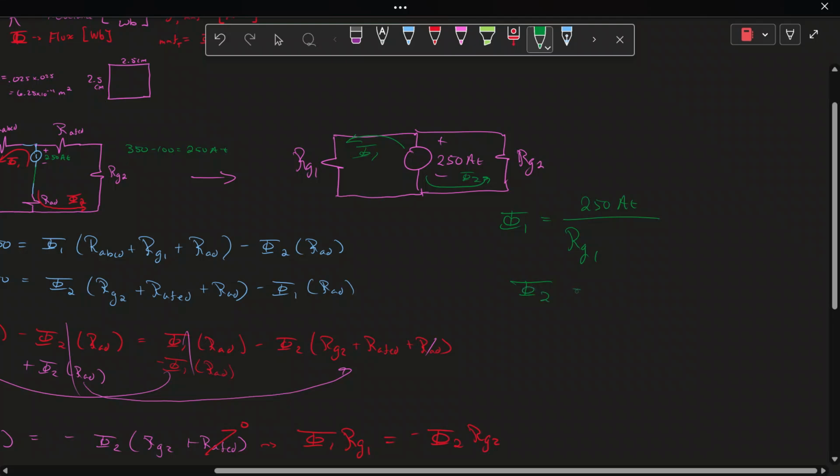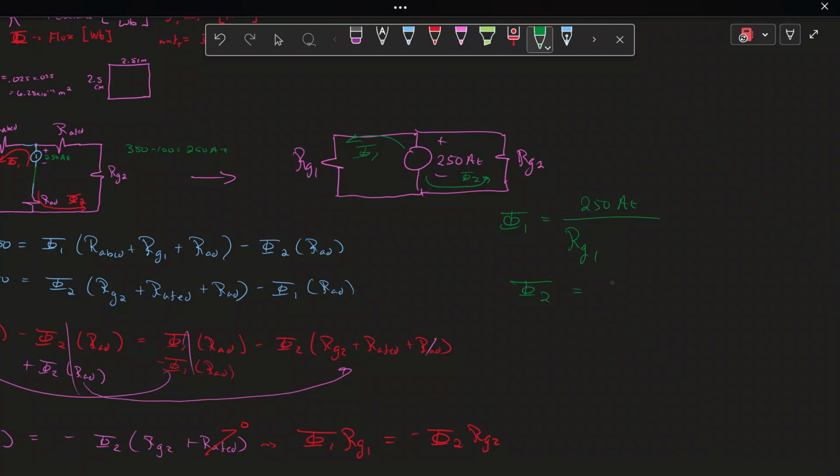Same thing with this. And we can have the negative here because of the passive or active sign convention. Again, the magnitude is going to be the same, but the flux will just be going in different directions.